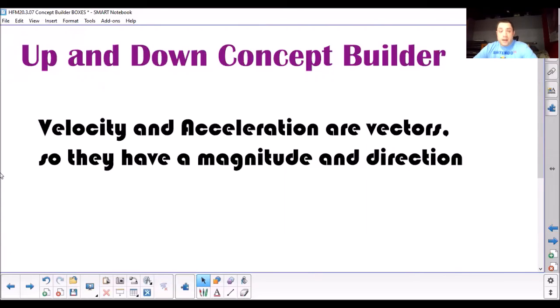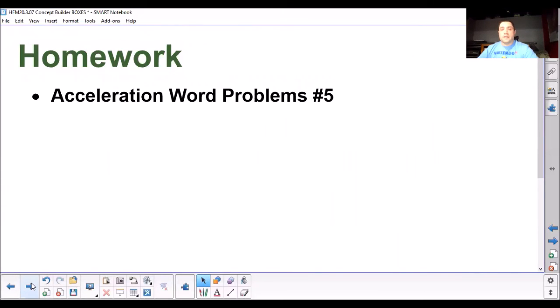Just as a reminder, velocity and acceleration are vectors, so they both have a magnitude and a direction. When you're doing this activity, make sure you keep that in mind. Once you finish that, take a screenshot of it and submit it to that Google Classroom assignment, and then start working on the acceleration word problems homework.